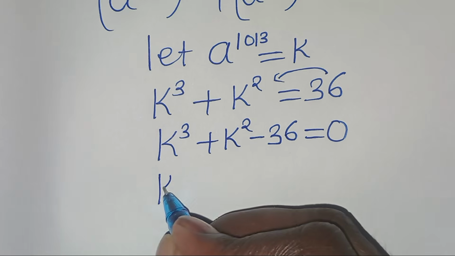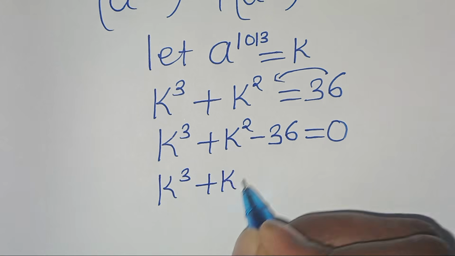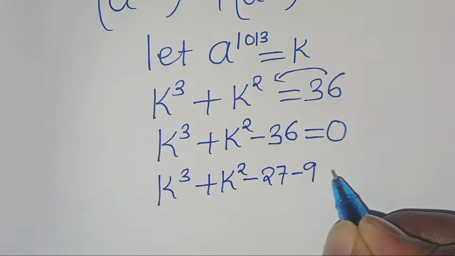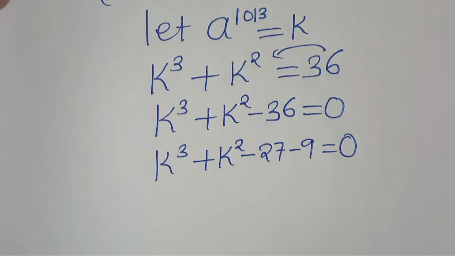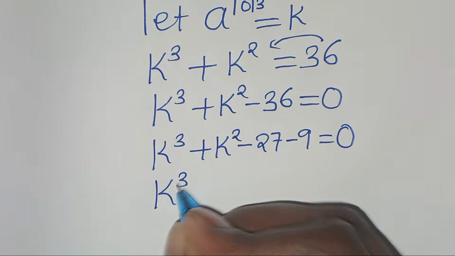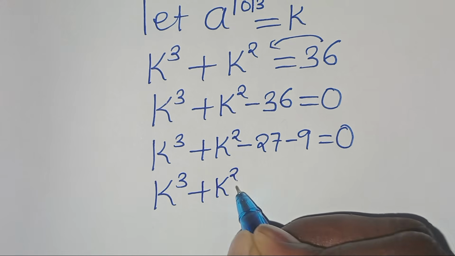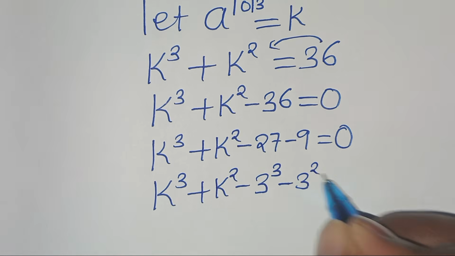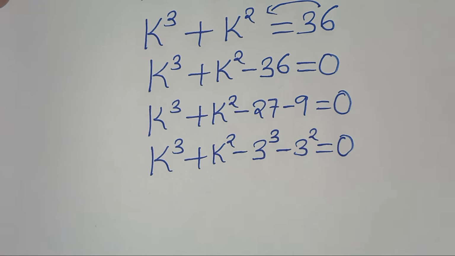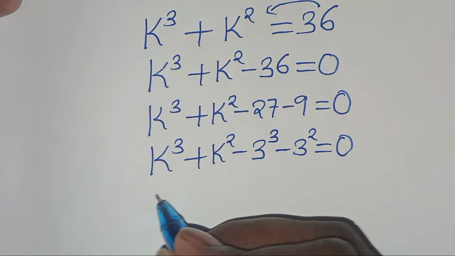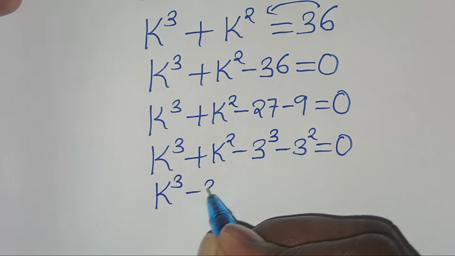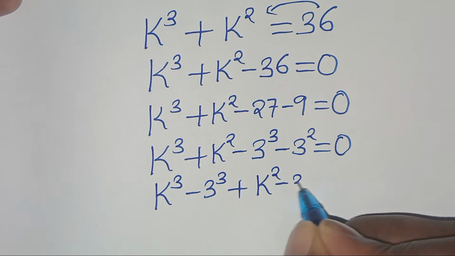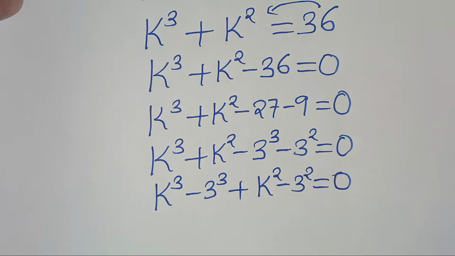So we have k to the power of 3 plus k to the power of 2 minus 36, which is minus 27, minus 9. This is equal to 0. So this is k to the power of 3 plus k squared, minus 27, this is 3 to the power of 3, minus 9, which is 3 to the power of 2. This is equal to 0. So we have k to the power of 3 and 3 to the power of 3 here. So this is k to the power of 3 minus 3 to the power of 3, plus k squared minus 3 squared. This is equal to 0.